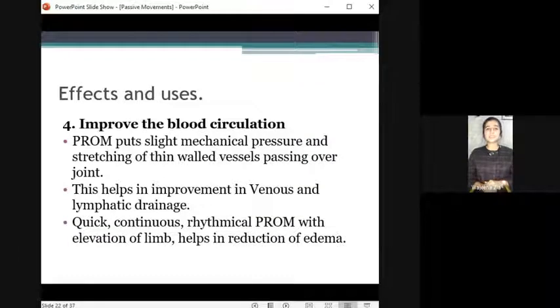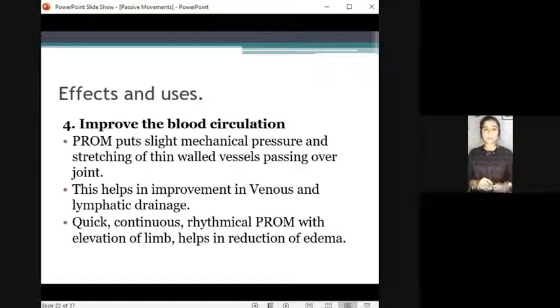The next one, how these movements help in improvement of the blood circulation. Whenever we perform the passive range of motion, it puts slight mechanical pressure on the thin walls of vessels which are passing over the joints. So it will help to improve the movement of venous drainage and the lymphatic drainage. The quick, continuous, rhythmical passive range of motion with the elevation of the limb helps in the reduction of edema.